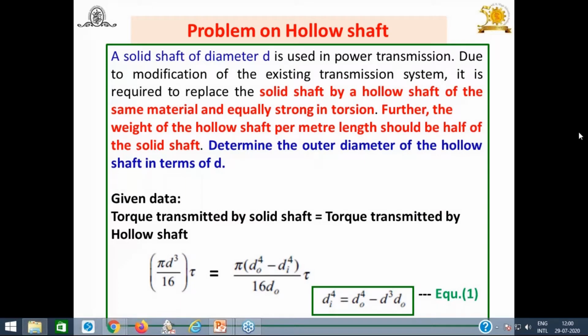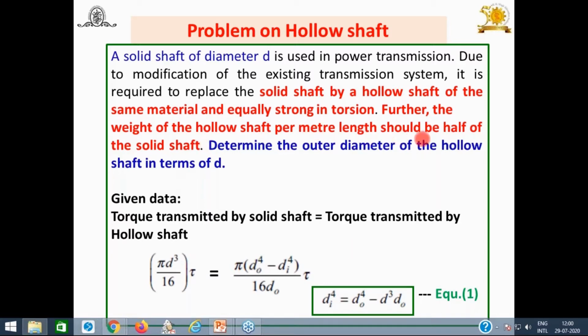So what is given in this statement? Look at this. Torque transmitted by the solid shaft is equal to torque transmitted by the hollow. What is the equation for torque transmitted by the solid shaft? Pi by 16 d cube into tau. And what is the equation for torque transmitted by the hollow? This equation. You can compare these. So what will you get? Tau permissible. It is made of the same material, that means tau permissible is the same. You can cancel it. Pi gets cancelled. Only here d, and here you will get the expression in terms of d, DO, DI. So you will get this equation. This is equation 1.